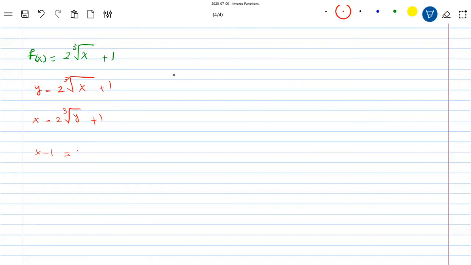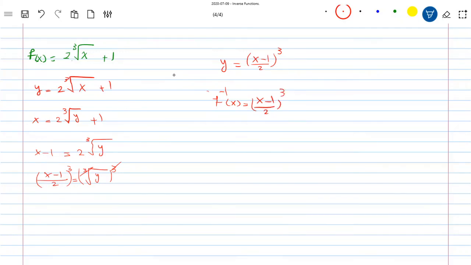Subtract 1. Do not cube it right away. First get rid of this 2. Divide both sides by 2. x minus 1 divided by 2 equals cube root of y. Now you can cube both sides. Raise both sides to the power 3. What you get is y, because these two will cancel out, equals (x minus 1 divided by 2) cubed. So f inverse of x is (x minus 1 divided by 2) cubed.